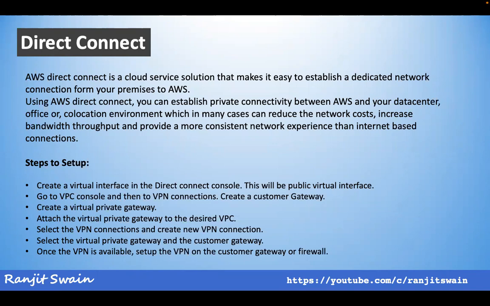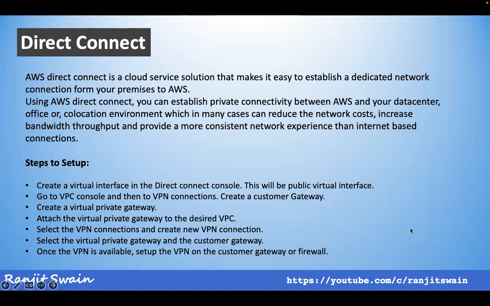Okay, if you set up a different network to connect your on-premises resources to your cloud resources, it will cost you more. If you use the Direct Connect service of AWS, we can easily connect the on-premises applications or data centers to the AWS data centers. Okay, it increases the bandwidth throughput and provides a more consistent network experience than internet-based connections.